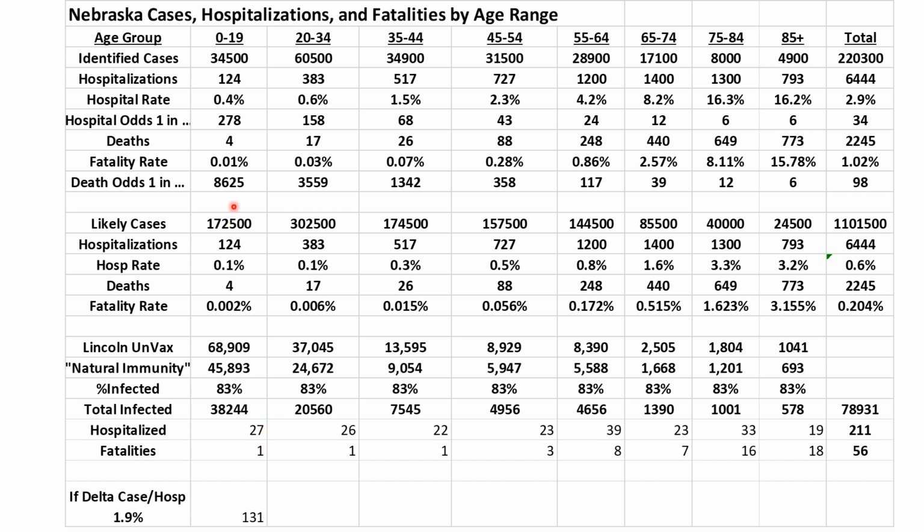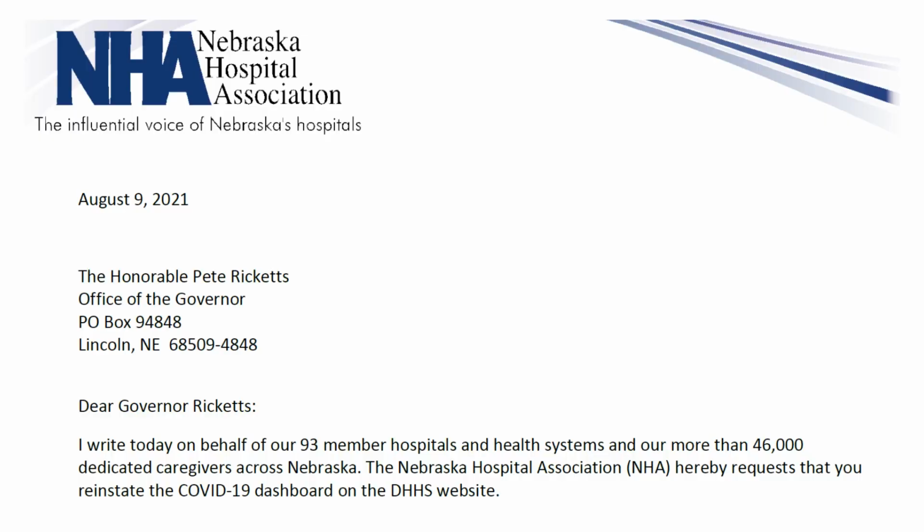The problem is, this is old data, and we don't have new data. The Nebraska Hospital Association did ask formally for Governor Ricketts to reinstate the dashboard so we would have new data, although I've not heard that there's any plan to do that, unfortunately. But we need new data so we can make better decisions.